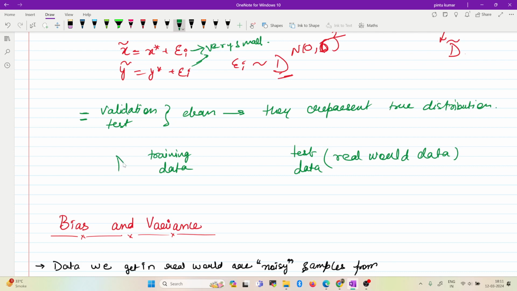The distribution of this training data and the distribution of this test data need not be exactly same. So they are approximately same. Okay. So if we just keep on decreasing the loss on the training data set, it is not necessary that we will do well on this test data set as well. So this is one thing.